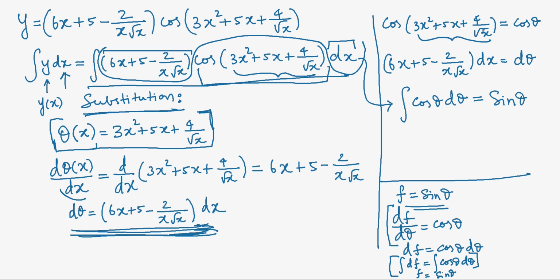So eventually we have to replace the theta. So the sine theta will be equal to, we write the original problem, that is integral y dx, that will be sine of, replace the theta back from our original substitution, 3x squared plus 5x plus 4 by root x. You're okay with that? And also whenever we do the integration, we need to add an integration constant c, because this might have been lost during the differentiation. Okay, you are okay? Yes, uncle.